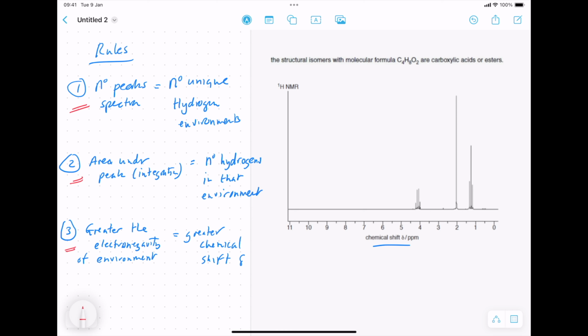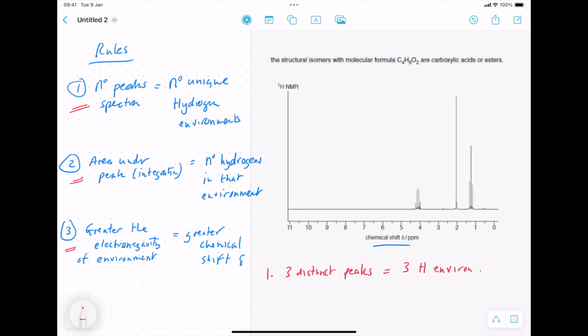So the number of peaks, how many peaks can we see? There are 3 distinct peaks. So therefore this molecule must have 3 hydrogen environments. And now we need to look a little bit more in depth at where these peaks are situated.